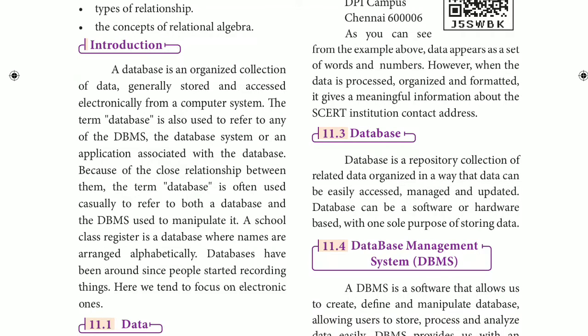A school class register is a database where names are arranged alphabetically. Databases have existed since people started recording things. Hence, we tend to focus on the electronic ones. Okay, so here they have given a basic idea about database.